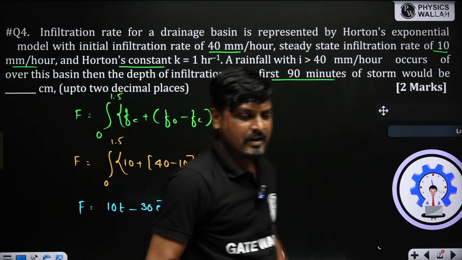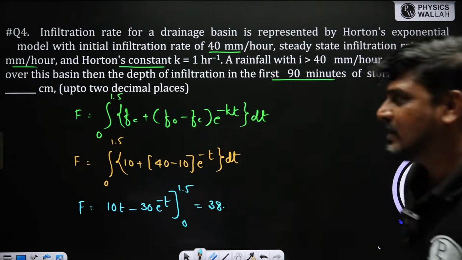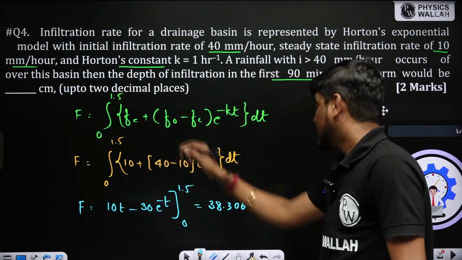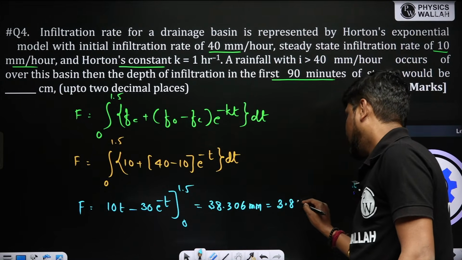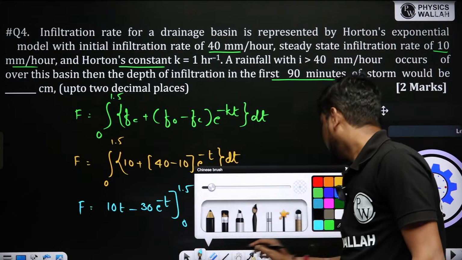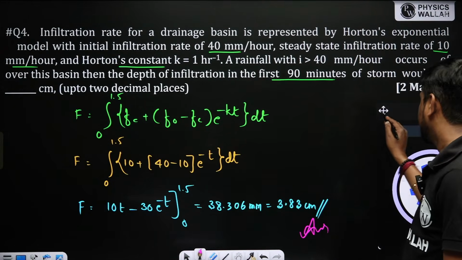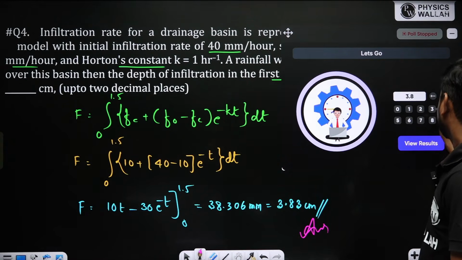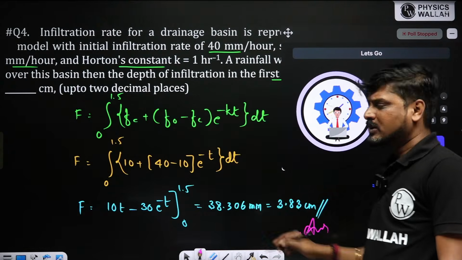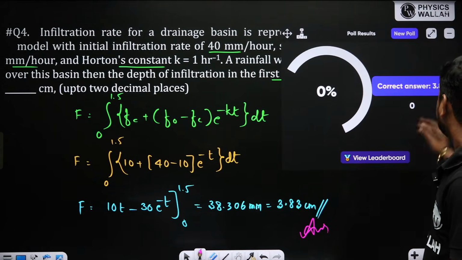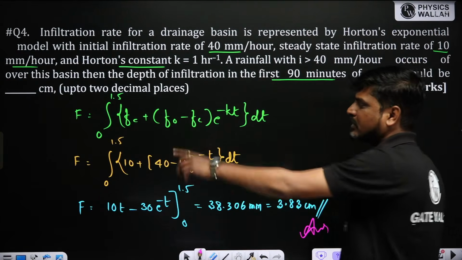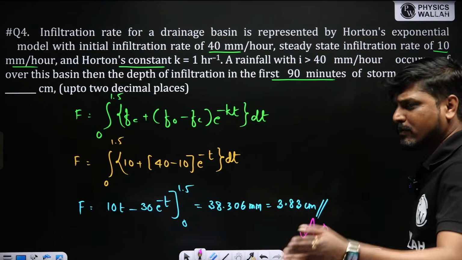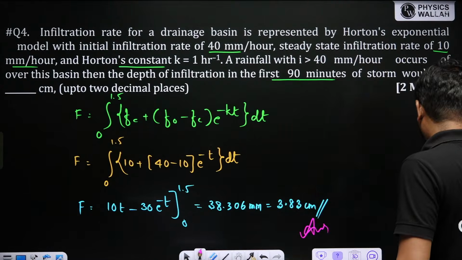Solve this, you will get 38.306, my value. It is asked in terms of centimeters, so 3.83 centimeter. Two decimals given, so two decimals, fine. Yes, that is a perfect answer. If you have got the perfect answer, then it's fine. Then let us go for the next question.